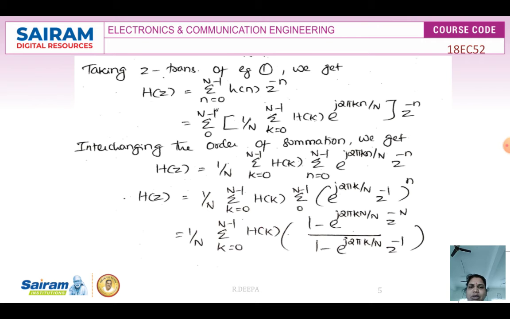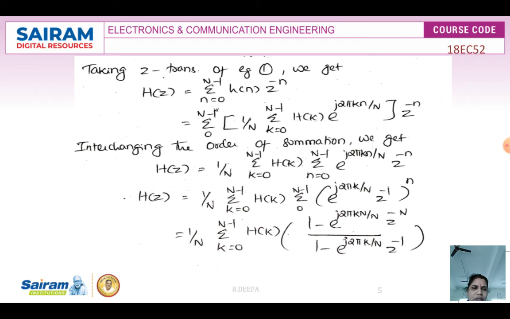In the next step, I am going to interchange the order of summations. While interchanging the order of summation, 1 by capital N is a constant, so I can keep it outside. So it is 1 by n. After interchanging the summations, the first summation is summation k is equal to 0 to n minus 1 along with h of k, and the second summation is n is equal to 0 to n minus 1 e power of minus j 2 pi k n by n into z power of minus n. After interchanging the summations, for the second summation, I can simplify it by substituting the formula for that.